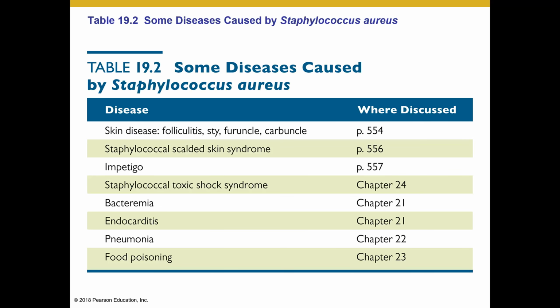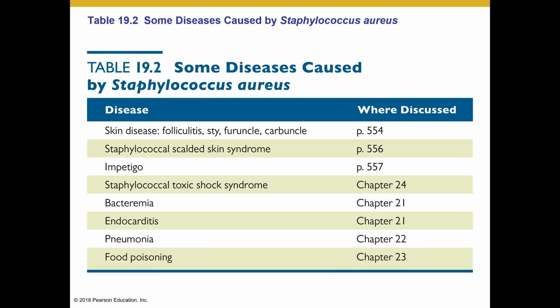This table highlights that S. aureus does much more than cause pimples. It can cause a wide range of diseases. These include skin infections, pneumonia, bloodstream infections, food poisoning, and toxic shock syndrome. This shows how versatile and dangerous this organism can be.